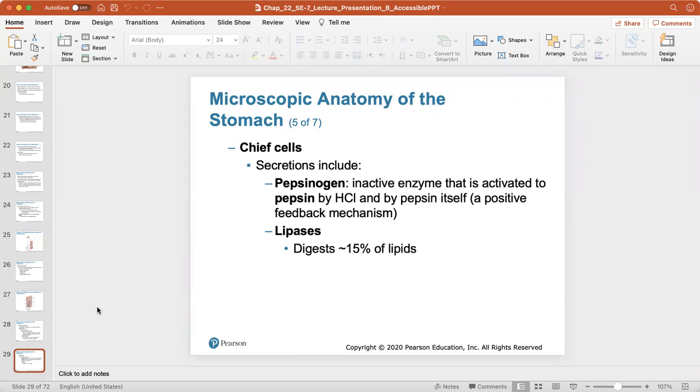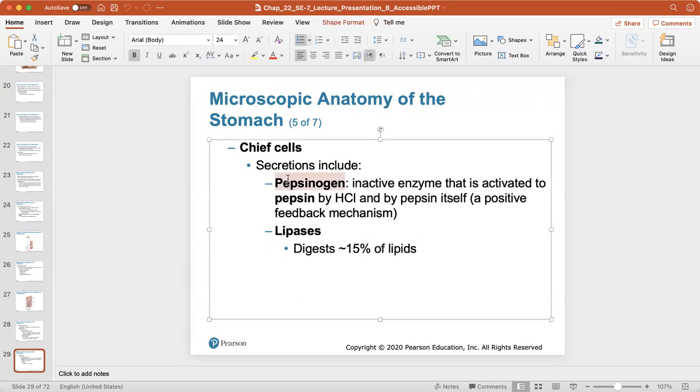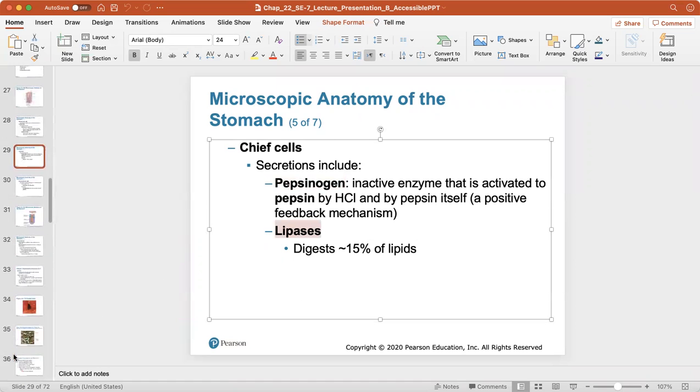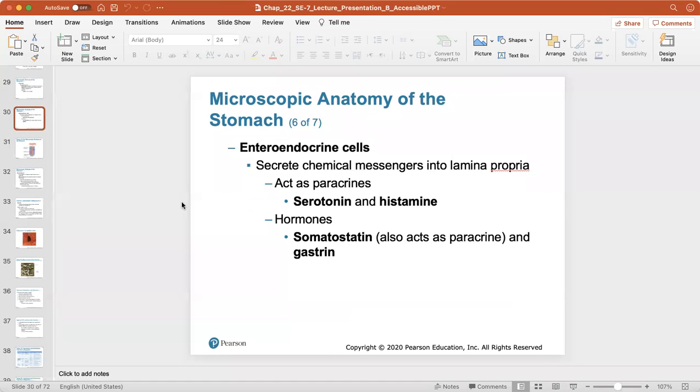Chief cells then secrete pepsinogen. This is an inactive enzyme which will be activated to pepsin by HCl and by pepsin itself. And chief cells also secrete lipases, which digest about 15% of your lipids. Enteroendocrine cells then secrete chemical messengers into the lamina propria, and they act as paracrines. So they secrete serotonin and histamine, and also they secrete hormones, which are somatostatin and gastrin.